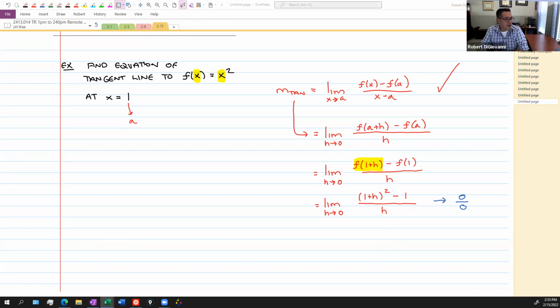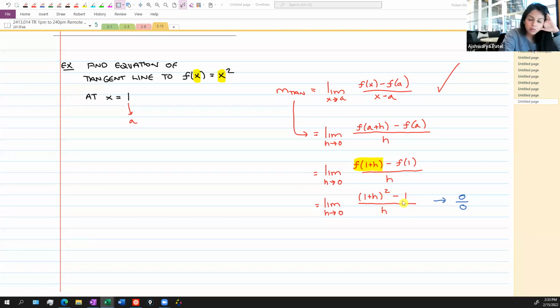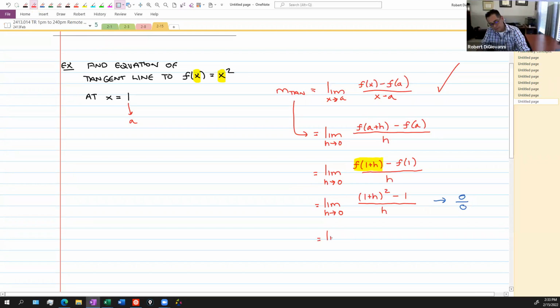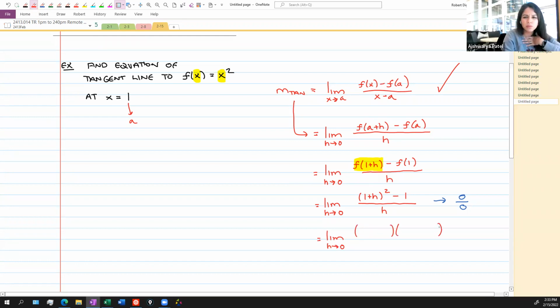So I'm just curious, Ash, what do you think about that? Are you following this, Ash? Yes, I am. Okay, what kind of algebra would you do on this to get over this 0 over 0 thing? You would first do difference of squares for that. Yeah, that's fine. Let's do it. So what would it become then on top? Oh, 1 plus h times 1 minus h.